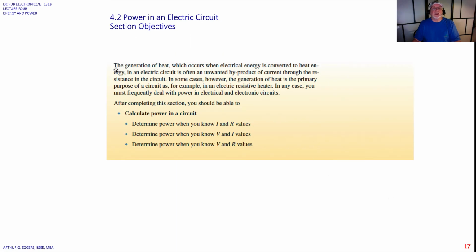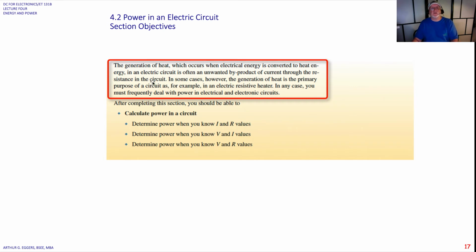So let's look at heat. We talked about how heat is a factor. The generation of heat, which occurs when electrical energy is converted to heat energy in an electrical circuit, is often an unwanted product of current through resistance in a circuit. Remember, on any electronics, heat is a killer. It degrades the devices. In some cases, however, the generation of heat is the primary purpose of the circuit, such as an electric resistive heater, your little space heater, your blow dryer for your hair. Anything that uses electricity and current in a resistive nature to create heat, that's the intended use.